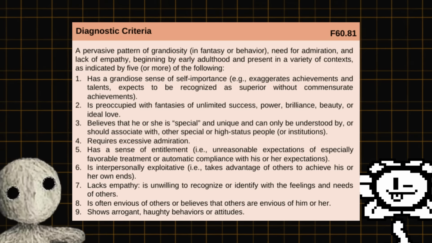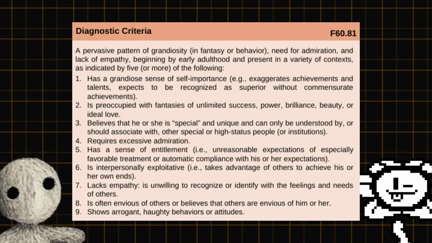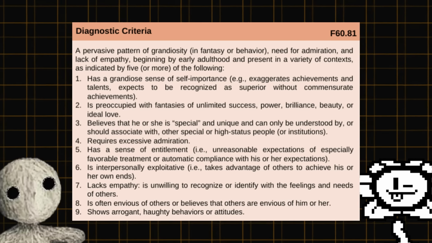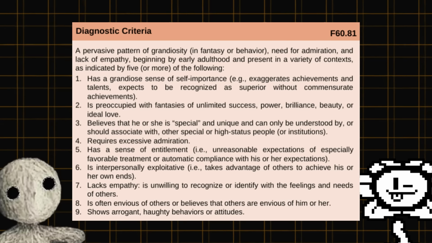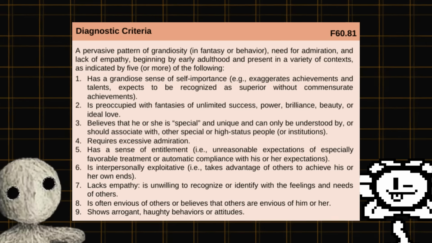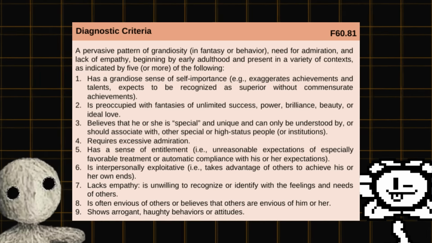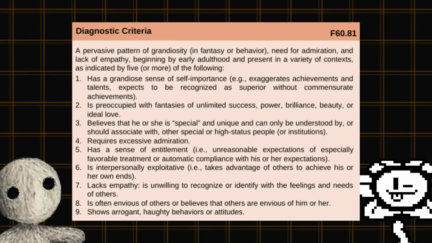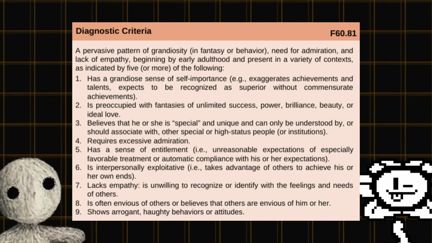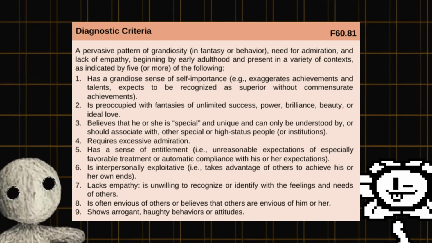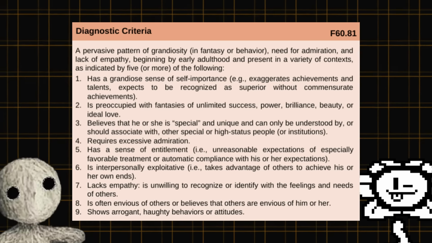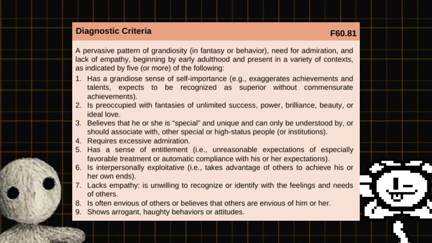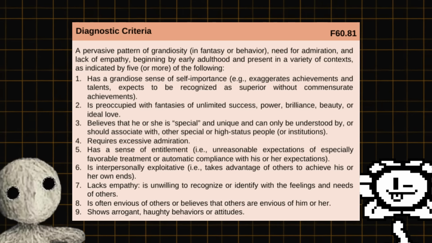Number 2, a belief that he or she is special and unique, and can only be understood by, or should associate with, other special or high-status people or institutions. Again, this is one-to-one Flowey. Flowey is literally a being that is different, and yet Flowey goes above and beyond, thinking that they are more special, more unique, and more deserving of life than the other beings in the Underground.